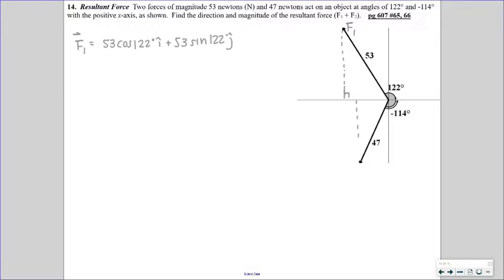Okay, so similarly then, the second force down here, I'm going to call this force 2. Same thing: magnitude times the cosine of the angle in standard position plus magnitude times the sine of the angle in standard position. Negative 114 degrees is an angle in standard position. We can have negative angles, that's fine. You can type in the cosine of negative 114. If you don't like negative angles, if you just do 360 minus 114, we get 246 degrees as the positive. Doesn't matter. Both answers are going to get you the same place in your calculator.